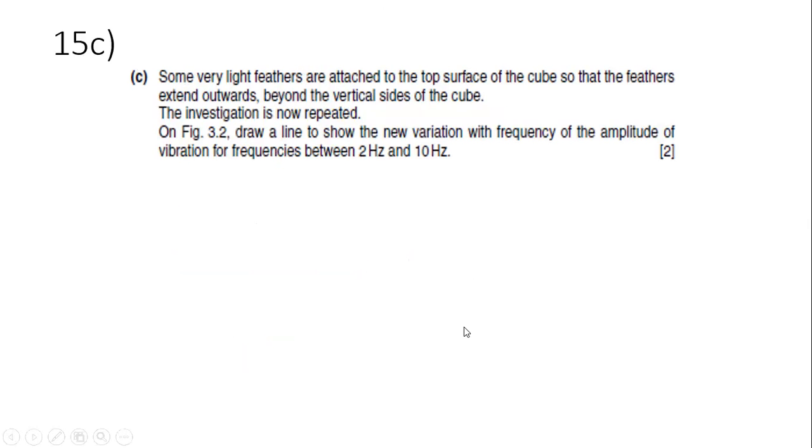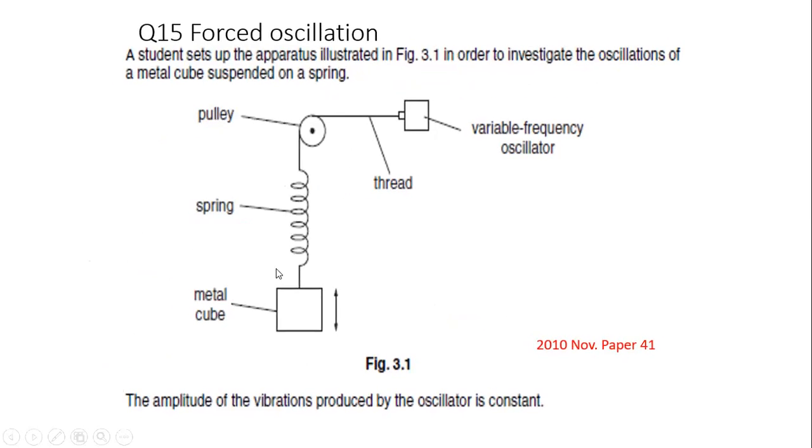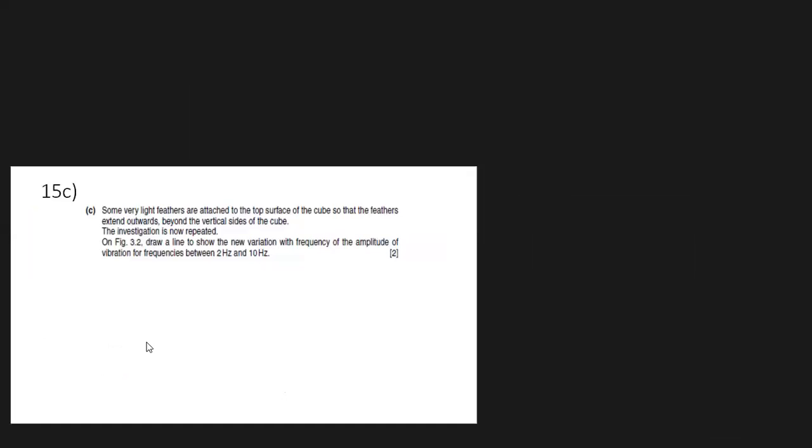Some very light feathers are attached to the top surface of the tube so that the feathers extend upwards beyond the vertical side of the tube. Remember the oscillation? Here's the oscillation. Put feather there. So the idea of feather is going to be light. It's going to increase the surface area. This is going to increase damping.